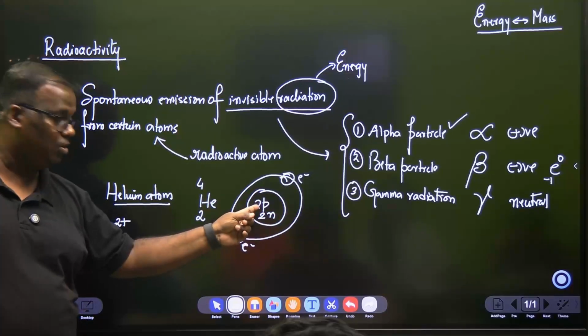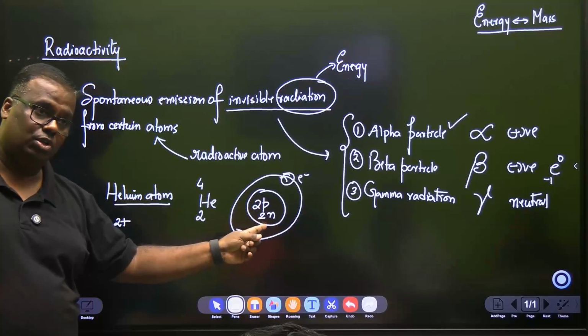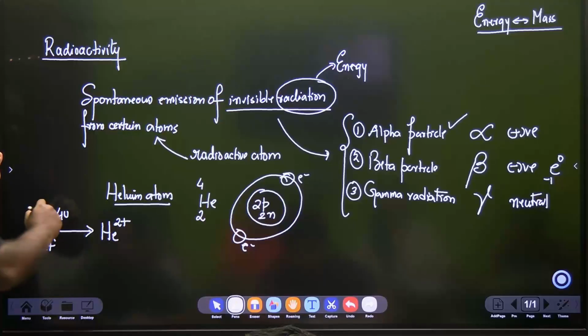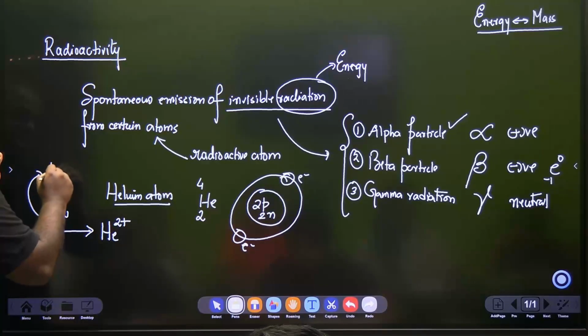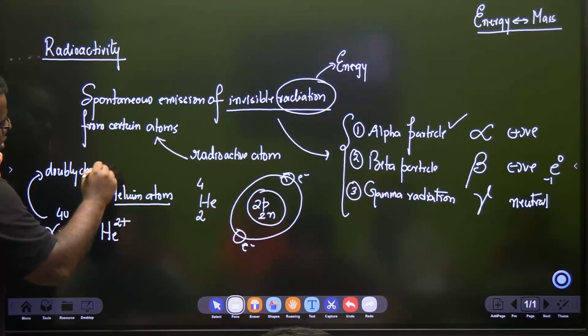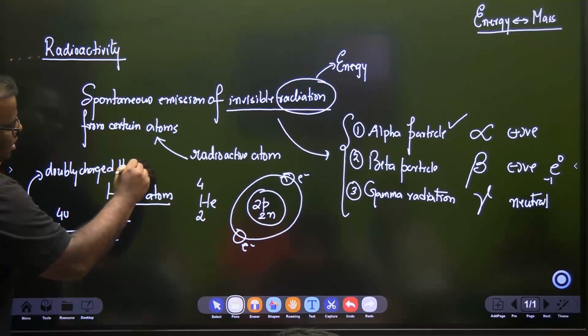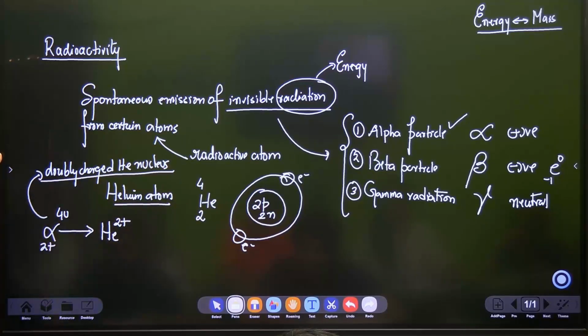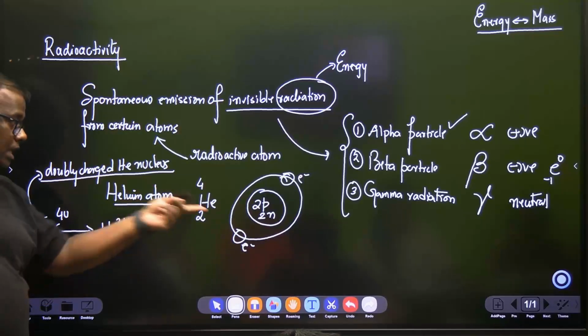The nucleus has got two protons, two neutrons. So what is the mass number? 4. So the name we give is, an alpha particle is a doubly charged helium nucleus. Sir, do you mean to say that alpha was a gas? No. It looks most likely like this.